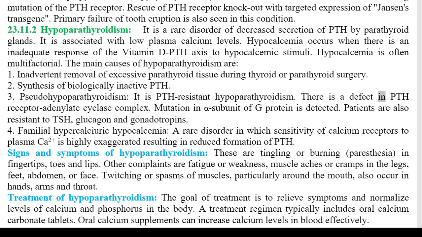There is a defect in PTH receptor adenylate cyclase complex. Mutation in alpha subunit of G protein is detected. Patients are also resistant to TSH, glucagon, and gonadotropins. 4. Familial hypercalciuric hypocalcemia, a rare disorder in which sensitivity of calcium receptors to plasma Ca2+ is highly exaggerated, resulting in reduced formation of PTH.